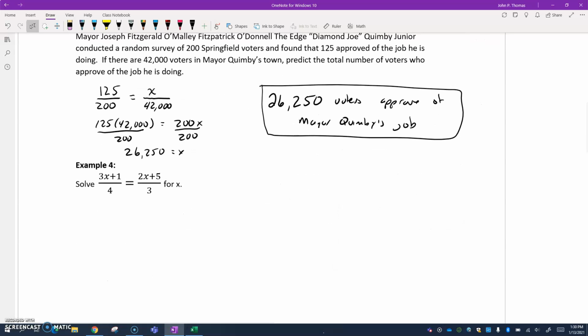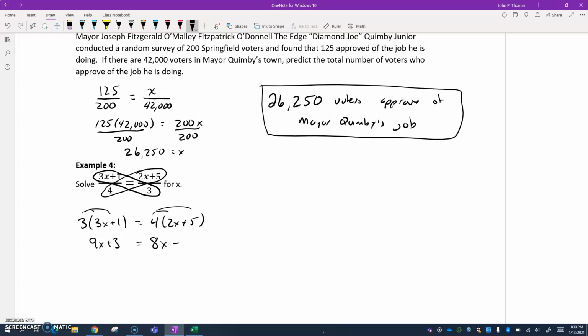All right, and then the last example on this group of problems says to solve this proportion. So we're going to go back to that cross multiply idea. So we're going to look at the first cross here. We're going to multiply those two together. 3 times 3x plus 1 equals, then we're going to go to the next cross and we're going to multiply those together. And that's 4 times 2x plus 5. All right, if I distribute at this point, I get 9x plus 3 equals, distribute over here, I get an 8x plus 20.